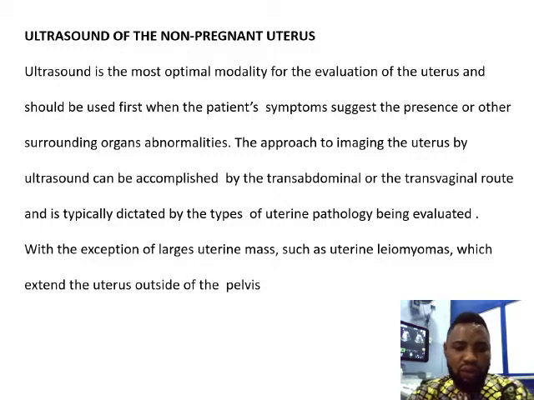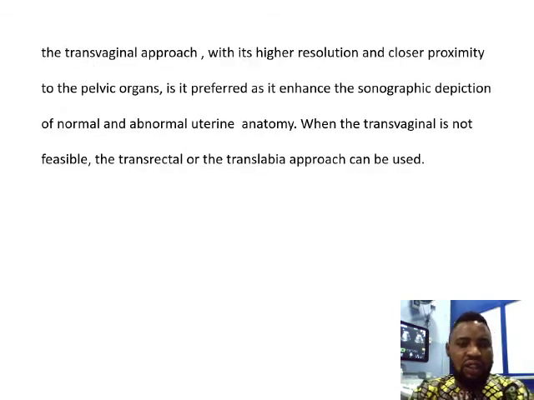With the exception of large uterine masses such as uterine leiomyoma, which extend the uterus outside the pelvis, the transvaginal approach, with its high resolution and close proximity to the pelvic organs, is preferred as it enhances the sonographic depiction of normal and abnormal uterine anatomy. When the transvaginal approach is not feasible, the transrectal or translabial approach can be used as an alternative.